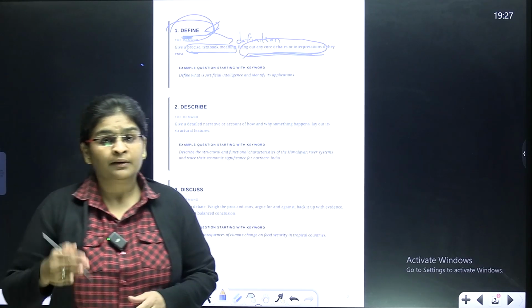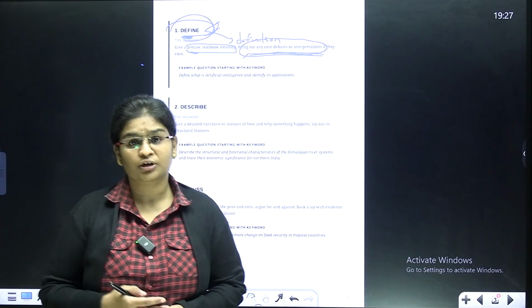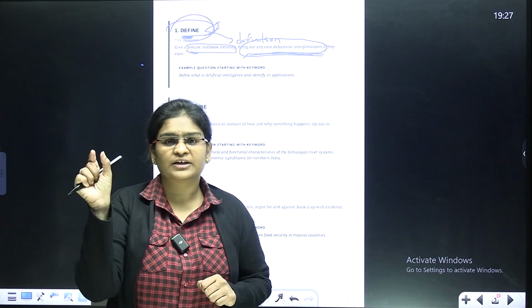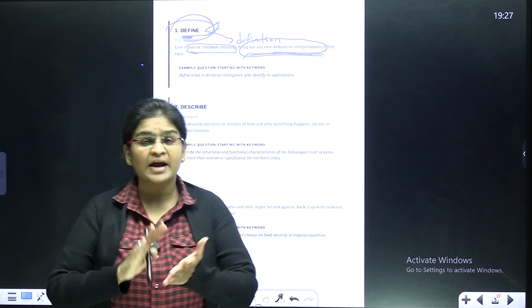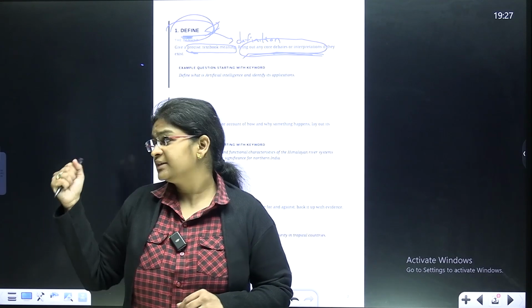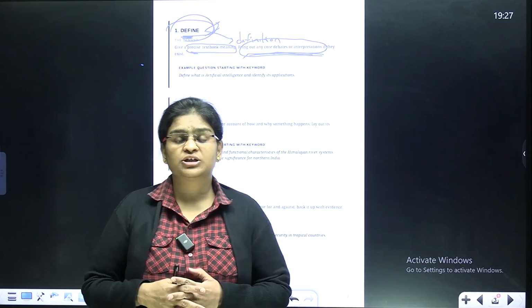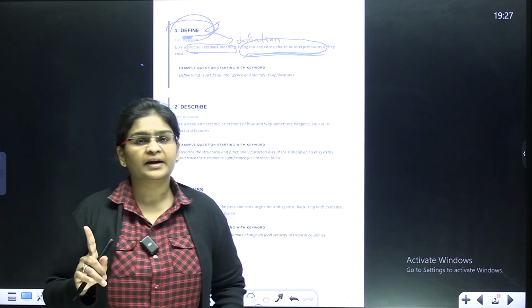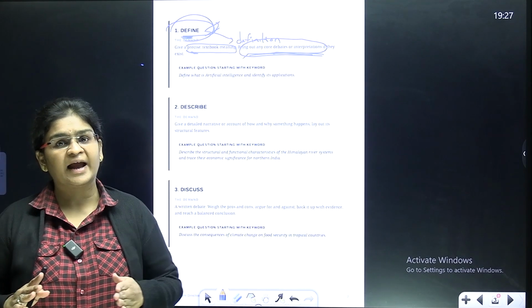Also remember, while writing your introduction or conclusion, don't give side headings like introduction or conclusion. This is a beginner's mistake that many people make. You should not write the side headings called introduction and conclusion.